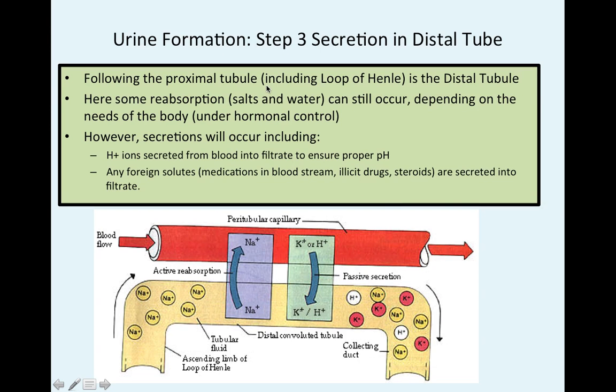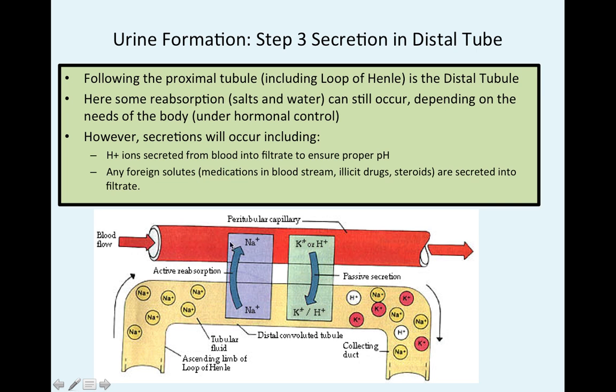So following the proximal tube and the loop of Henle is the distal tube. Here, some reabsorption of salts and water can still occur depending on the needs of the body. It's under hormonal control. If you need some more salts, or you have too many salts, you can start secreting or absorbing them. Okay? The other thing that's very interesting here, and it doesn't happen anywhere else, is you actually start secreting stuff from the bloodstream into the filtrate. So absorption is from the filtrate to the bloodstream. Secretion is from the bloodstream to the filtrate.